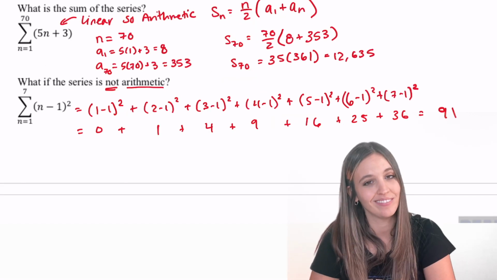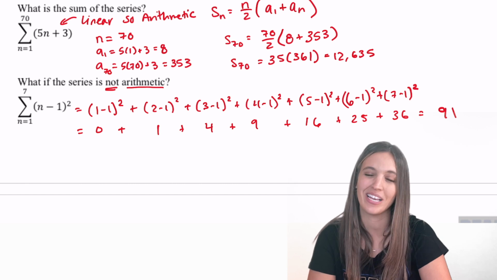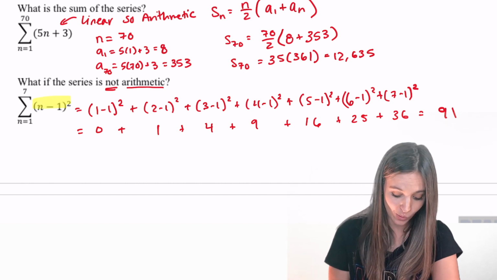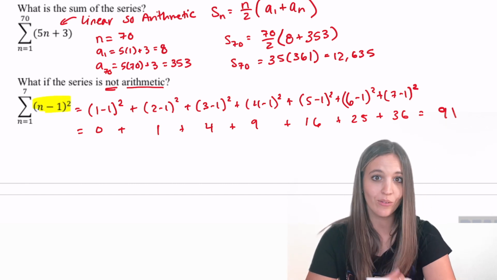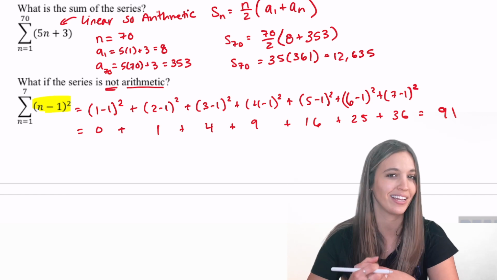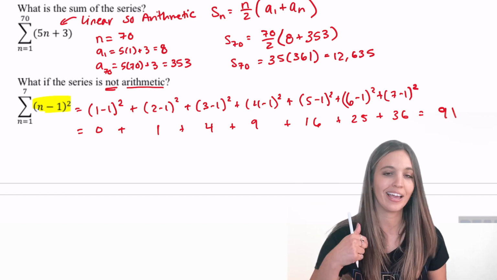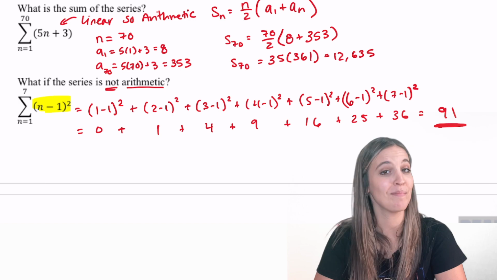Checking the second one, it was not arithmetic, because that argument's not linear, it's quadratic. Luckily, we only have 7 terms, so I can start at that lower limit, plug in, and add them up. The sum is 91.